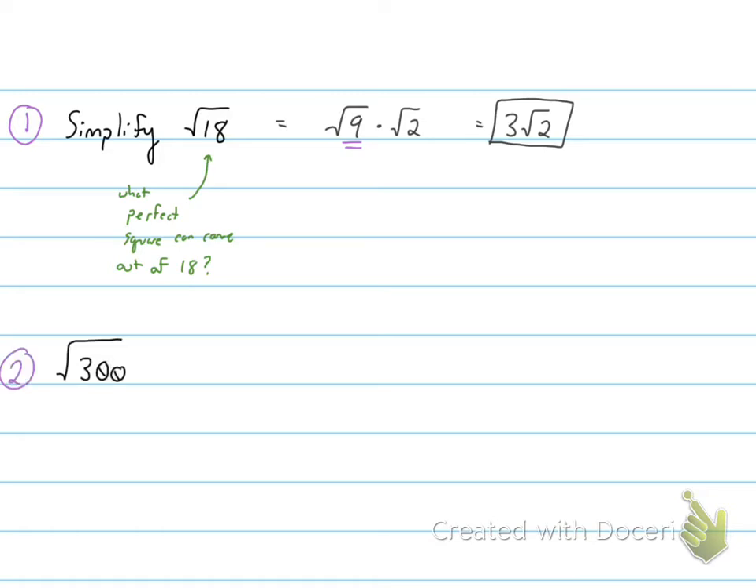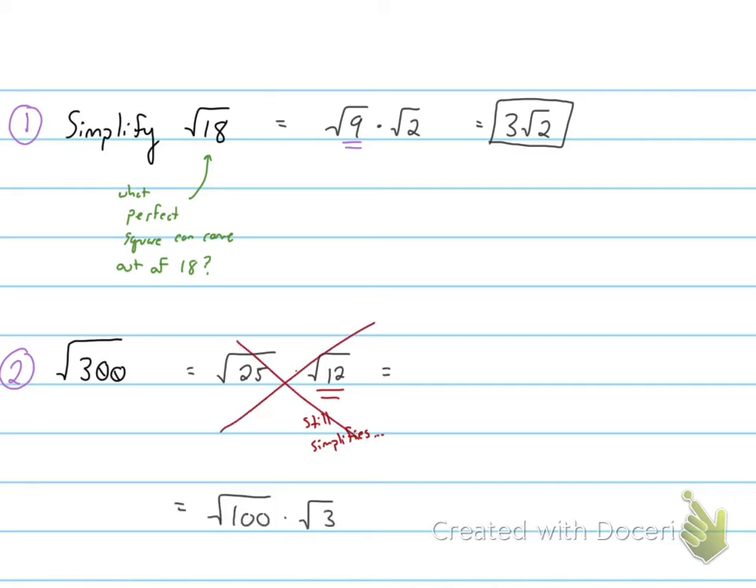Next, let's look at the square root of 300. Now, I might look at that and think, okay, 25 can go out of that, so let me separate this into square root of 25 and square root of 12. While 25 is a perfect square, 4 can come out of 12, so it can still simplify. Usually I like to focus on the biggest perfect square that can come out of the number. The biggest perfect square that can come out of 300 is 100. So I'm going to write this as the square root of 100 times the square root of 3. The square root of 100 is 10. So a simplified answer would be 10 square root of 3.